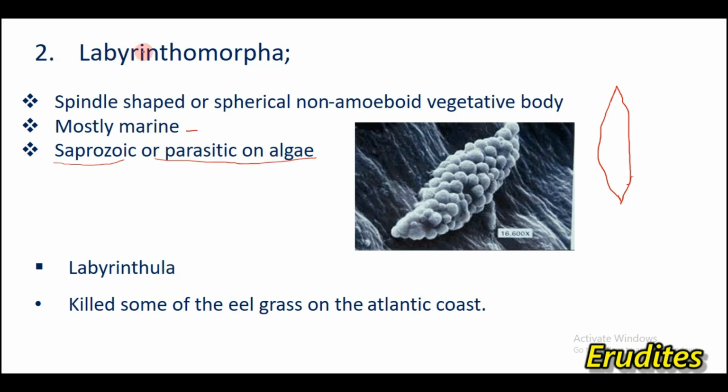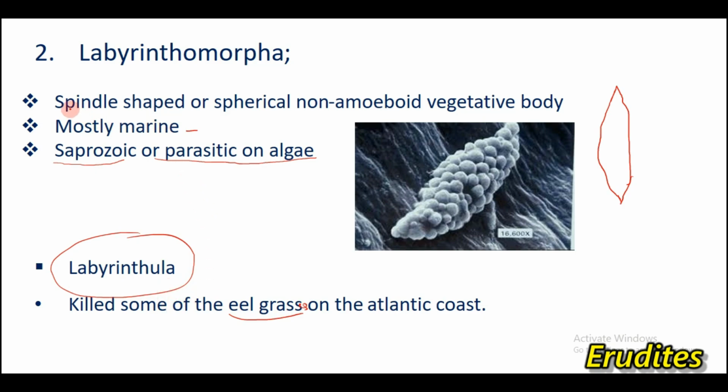So an example of Labyrinthomorpha is the Labyrinthula. It has been recorded that Labyrinthula killed some of the eelgrass on the Atlantic coast. So this is a very important fact. You can be asked in an exam which of the following protozoa killed some of the eelgrasses on the Atlantic coast. So you should know that it is Labyrinthula.